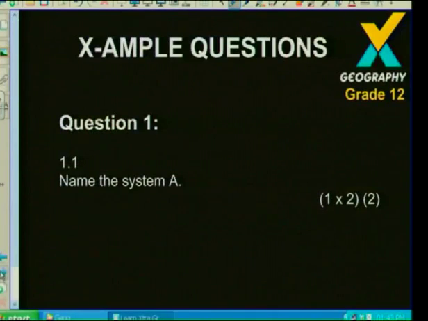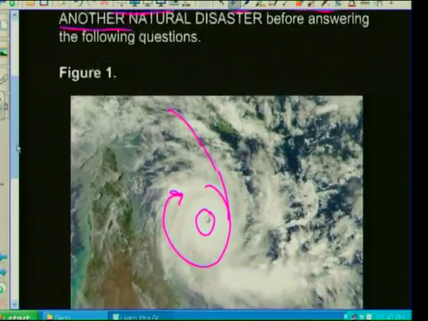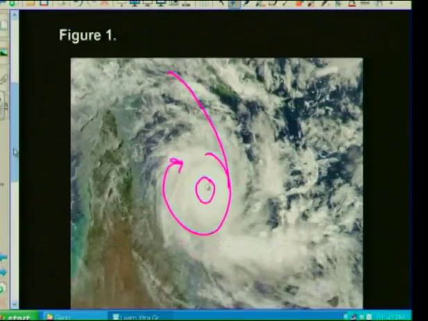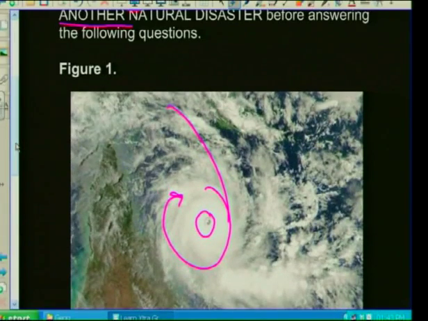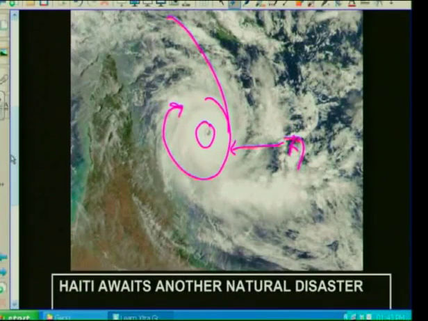All right. Name system A. System A, it was referring to the tropical cyclone. So system A is the tropical cyclone. Unfortunately, that got left out. But if it referred to that, we would know it's the eye. If it referred to the whole system, you understand, it refers to the tropical cyclone.